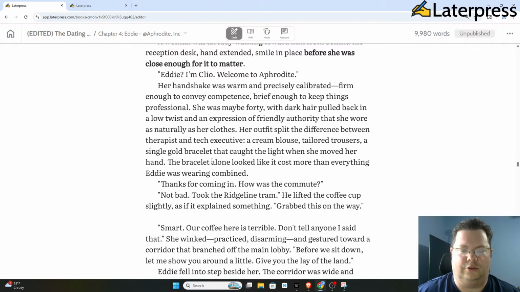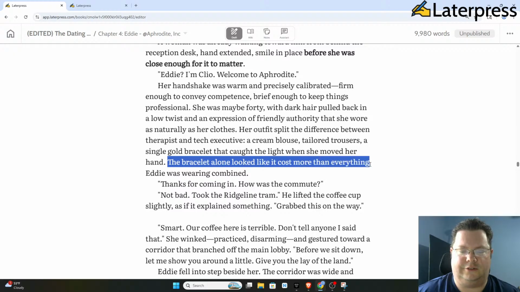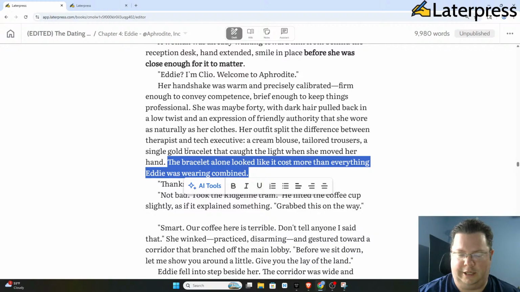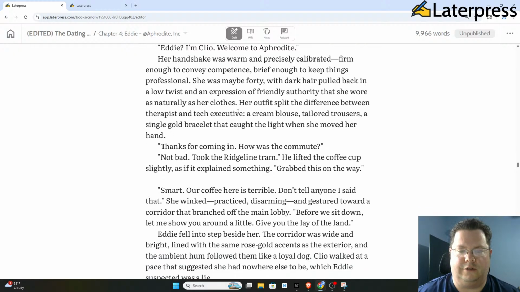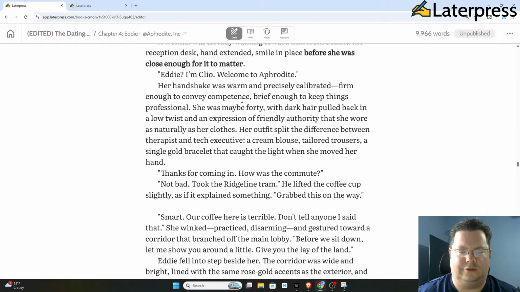The bracelet alone, look again, here we are, heavy-handed on costs. The bracelet alone looked like it cost more than everything Eddie was wearing combined. No, bad AI, bad. We are letting our descriptions speak for themselves.